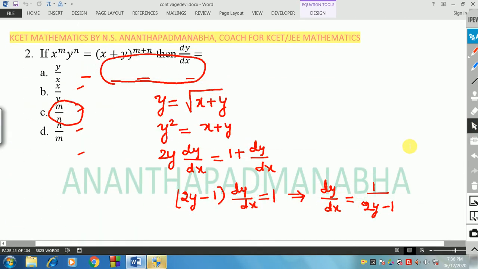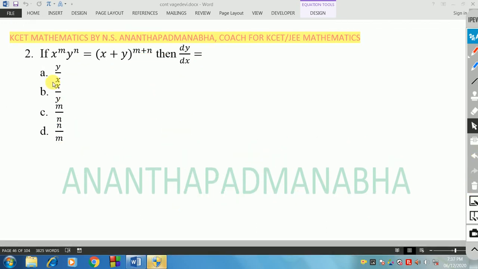Second question is a standard result actually. So if x to the power of m, y to the power of n is equal to x plus y to the power of m plus n, then dy by dx is equal to y by x, x by y, m by n and n by m. Actual answer is dy by dx is equal to y by x.